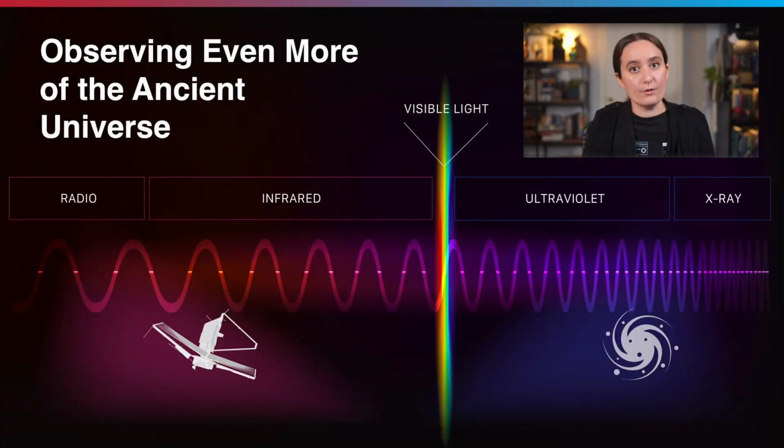And as I said, if you want to study the ancient universe, you have to deal with the fact that light that started off in ultraviolet and visible wavelengths in very distant galaxies gets stretched into the infrared.